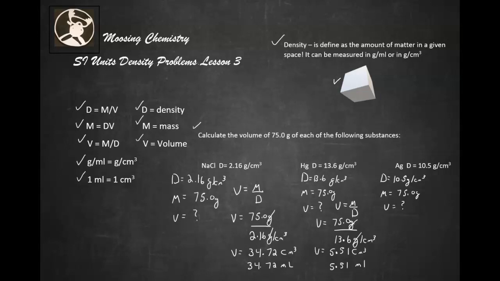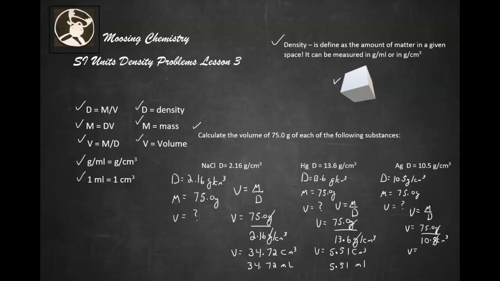Okay, well, let's set this up again. So we use the volume formula. V equals M over D. So V is going to equal 75.0 grams divided by our density, which is 10.5 grams per cubic centimeter, right? Let's put that in there, make sure we got that. So grams are going to cancel out.